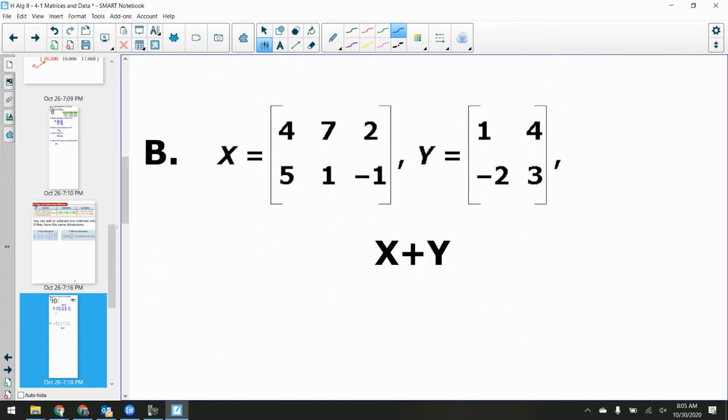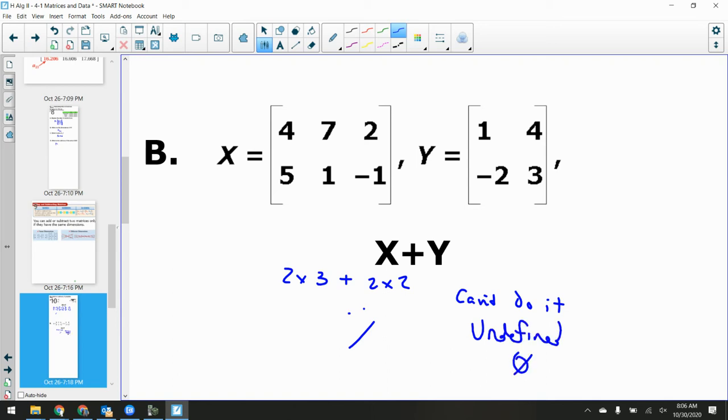Okay, people. What's X plus Y? You can't do it, because this is a 2 by 3 plus a 2 by 2, which you cannot do. It's undefined. Impossible. Questions about that? Okay.